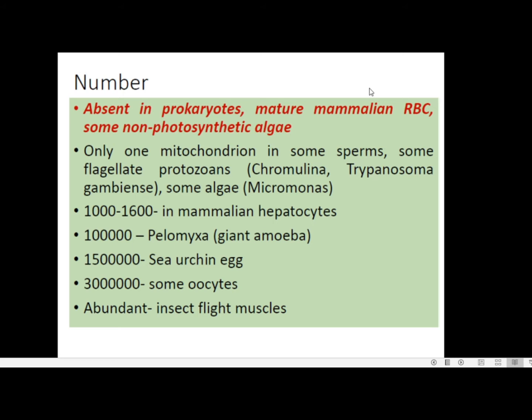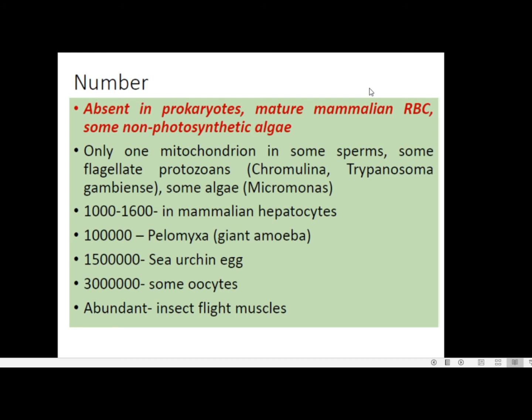Now the number of mitochondria, that varies depending upon the cell type. In certain sperms, there will be only one mitochondrion. In flagellate protozoans like Chromulina, Trypanosoma, and some algae like Micromonas, there will be one mitochondria per cell. The number can be 1000 to 1600 in mammalian liver cells. It can be 1 lakh in the giant amoeba called as Pelomyxa. It can be 15 lakhs in sea urchin eggs. It can be 30 lakh in oocytes, and it is abundant in the insect flight muscles.